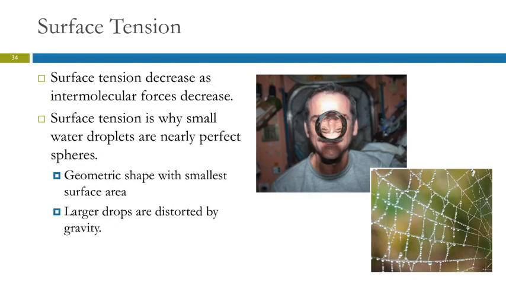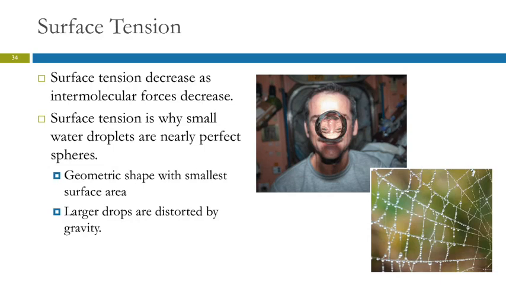Oh, forgot to cover this one. Surface tension will decrease as the intermolecular forces decrease. So the thing that's holding the liquid together in this sphere that's causing the surface tension is the intermolecular forces. If the intermolecular forces are weaker, like maybe you've got a polar substance but it doesn't have any hydrogen bonding, or maybe you have something that has only dispersion forces, very weak forces holding it together, now the surface tension is much less. And so you can break through the surface of the liquid more easily.